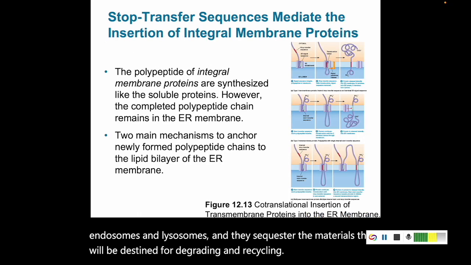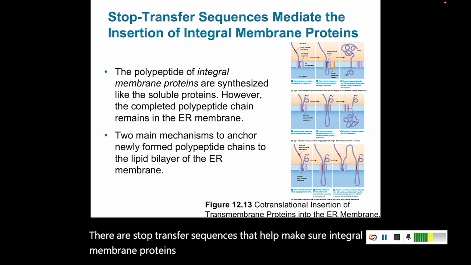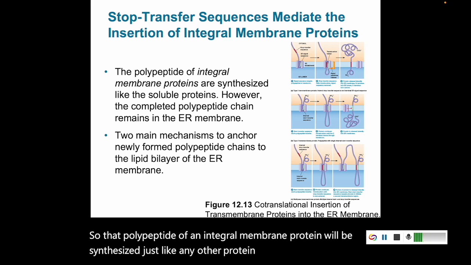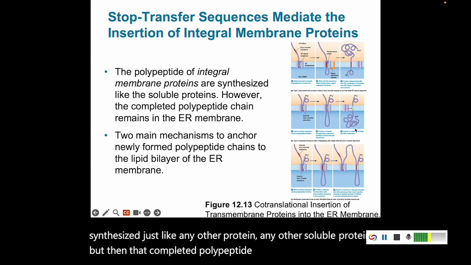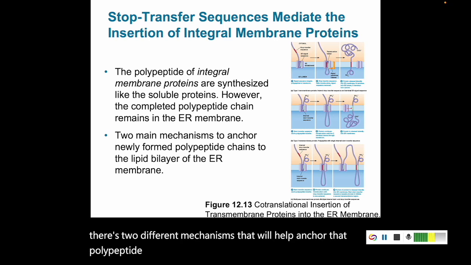There are stop transfer sequences that help make sure integral membrane proteins get integrated into the membrane correctly. So that polypeptide of an integral membrane protein will be synthesized just like any other soluble protein. But then that completed polypeptide chain will remain in the ER. And there are 2 different mechanisms that will help anchor that polypeptide chain within the bilayer of the ER membrane.